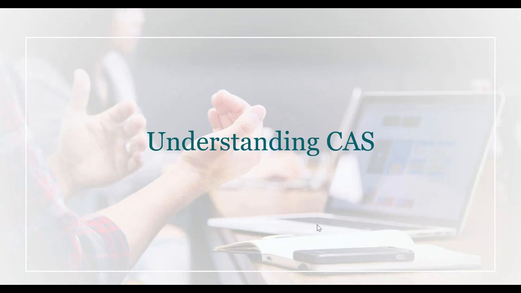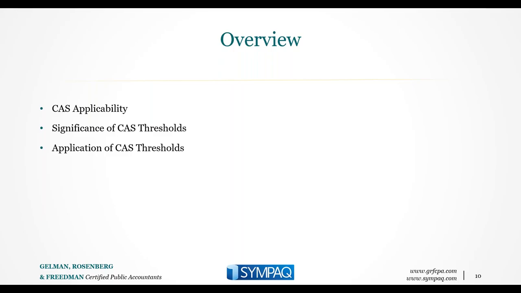So we're going to start basically with the beginnings of just understanding the basics of CAS, the cost accounting standards. We're not here today to make something so complicated you cannot understand. And probably the most important thing about CAS is just what are the thresholds, what are the exemptions, and basically how it works. So we'll talk about its applicability and the significance of the thresholds and the applications of the thresholds.